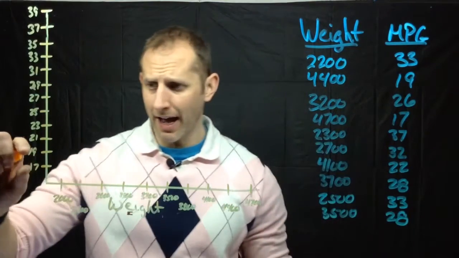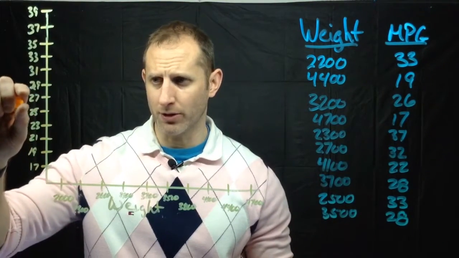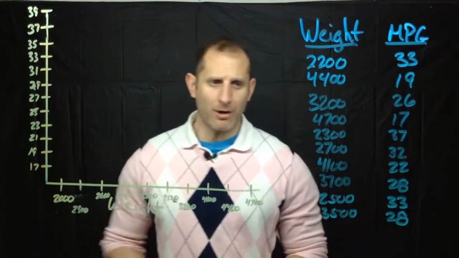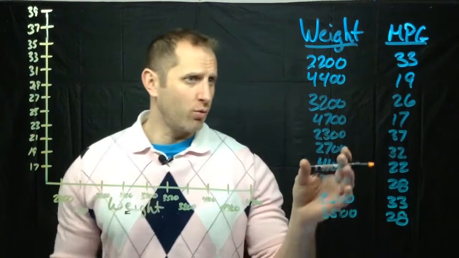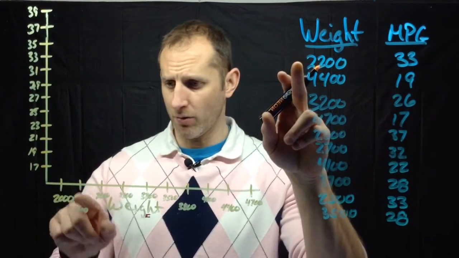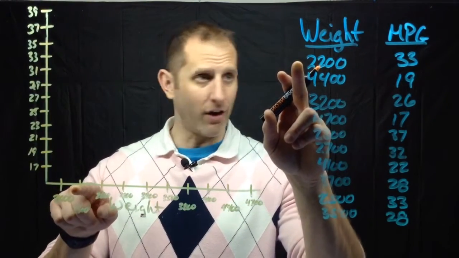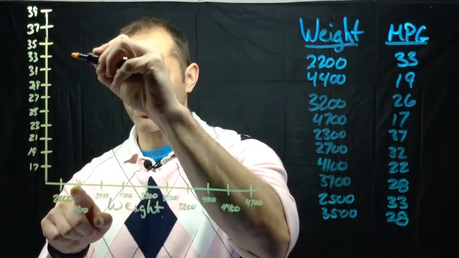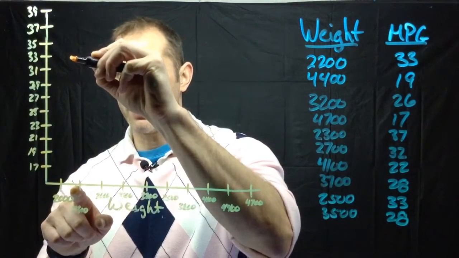And now, again, I have plus 2, plus 2, plus 2, plus 2, plus 2, plus 2, plus 2, so it is all equal. And now in terms of a scatter plot, what I simply want to do is compare the data now. So if I find 2200 on here, which would be about there, it's 33 miles a gallon. So I'm going to go up here to 33 and I'm going to put a dot.